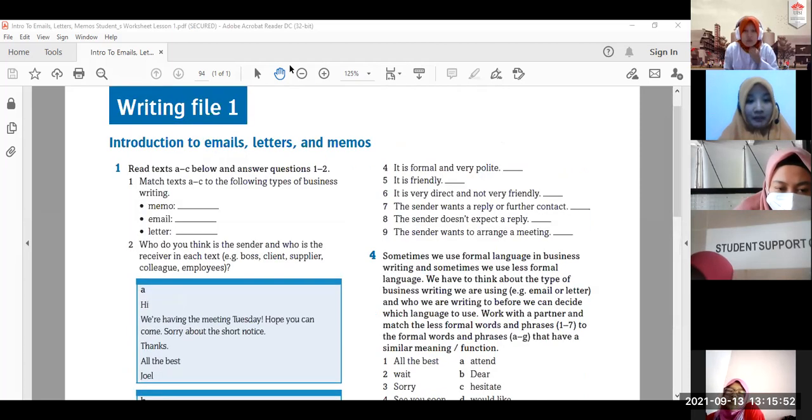So memo is C, and then letter is actually A. Do you think it's a formal or informal email for A? In the meeting Tuesday, hope you can come. Sorry about the short notice. Thanks, all the best, Joe. So do you think A is formal email or informal email, everyone? Informal email. Informal email, okay, it's an email, but it's very informal. And then we have B as the letter, okay? Do you think it's formal or informal email? Wait, I cannot scroll it now.